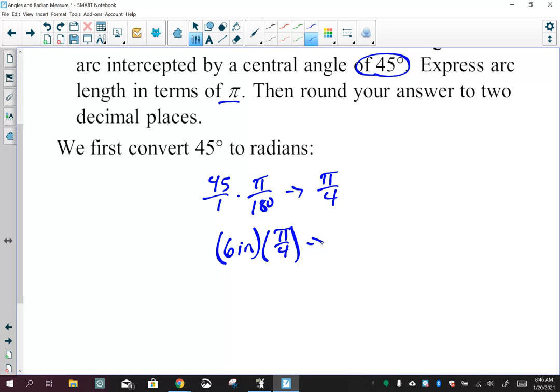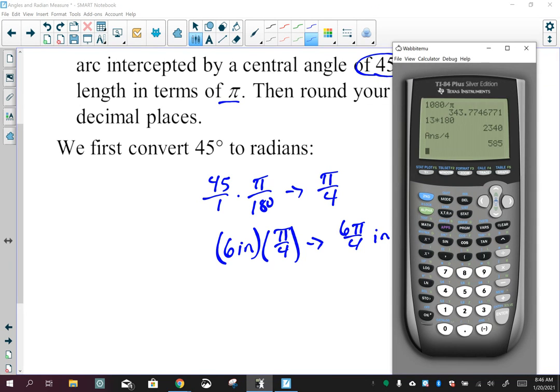And that's going to give me 6 pi over 4 inches. Make sure you reduce that. So that winds up with 3 pi over 2 inches. So that takes care of the first piece. Is that 3 pi divided by 2 inches? That takes care of expressing the arc length in terms of pi.